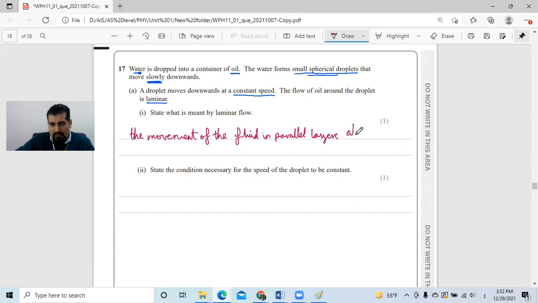at steady speed or velocities without mixing. I think that we get the mark.